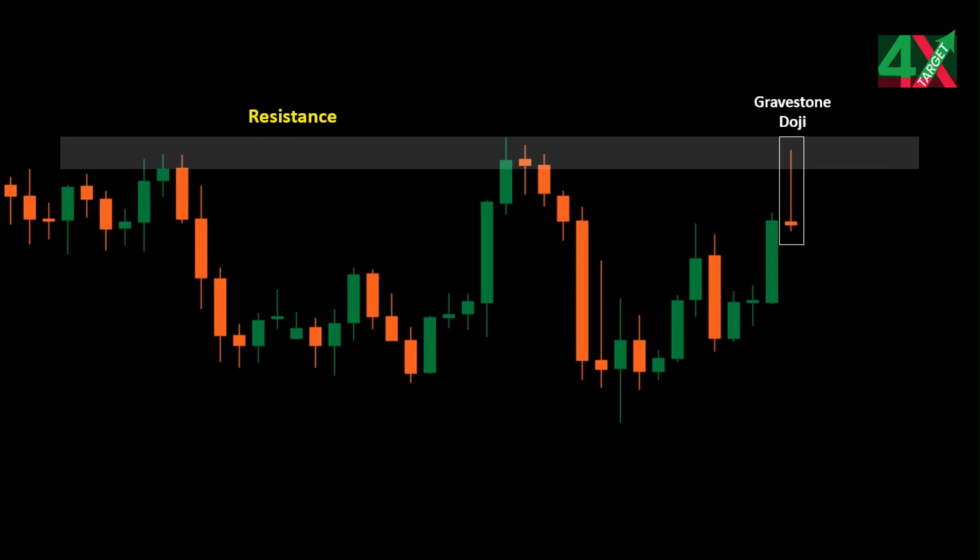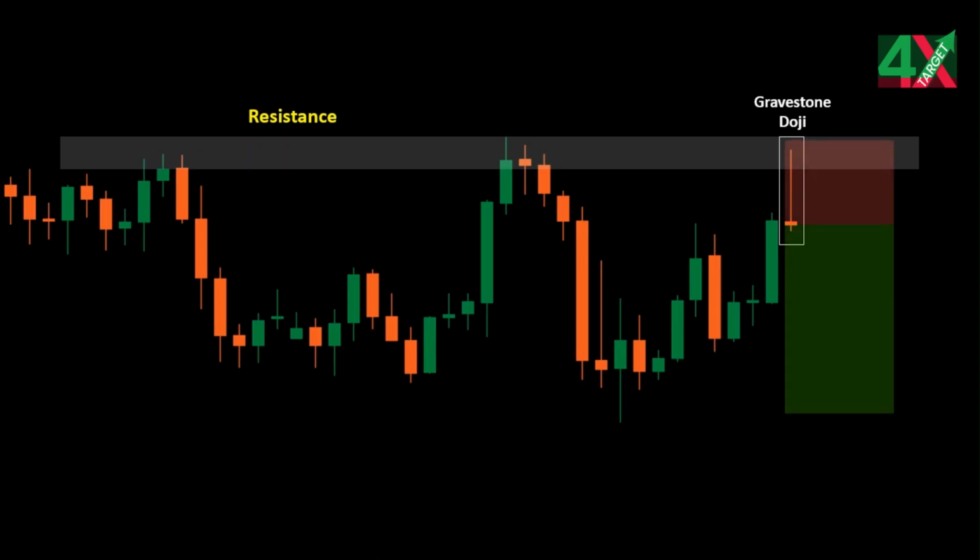A sell entry can be placed at the close of the gravestone doji, or after a slight retracement on the next candle to secure a better risk-to-reward setup. The stop-loss should be positioned just above the high of the gravestone doji. The take-profit is targeted at the next significant support level, where price is likely to find buying interest or slow its decline.